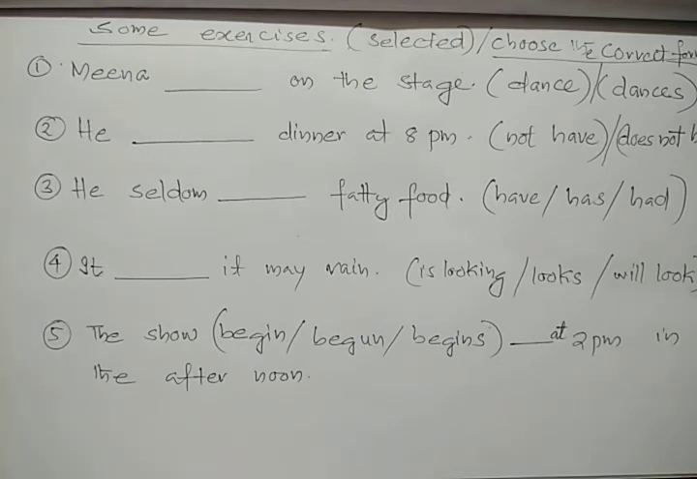Let's discuss. Meena dash on the stage. Here Meena is third person singular. So we use dances. That is singular form of the verb dance is dances. Second, he dash dinner at 8 p.m. So this is a habitual action. So we use simple present. Does not have.